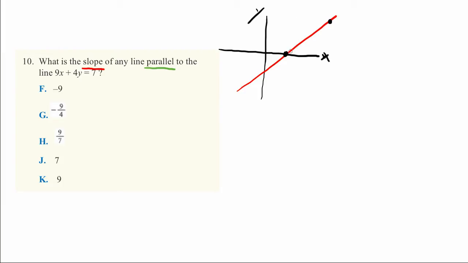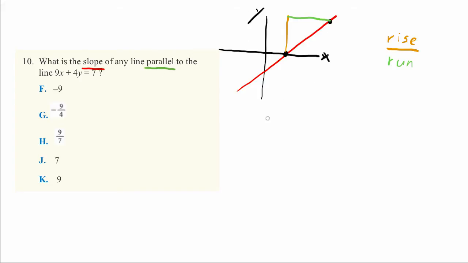So to get to this next point, I have to go up some amount. That is the rise. And then I have to go over some different amount. This is how far I go over. That's the run. And that's what we mean by slope. How far do we go up every time we go over some distance? The second thing that we have to understand is, what does this word parallel mean?